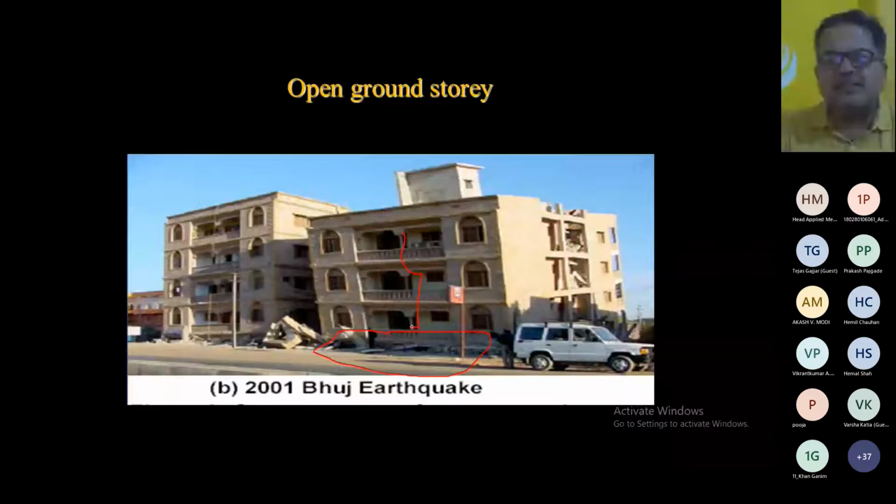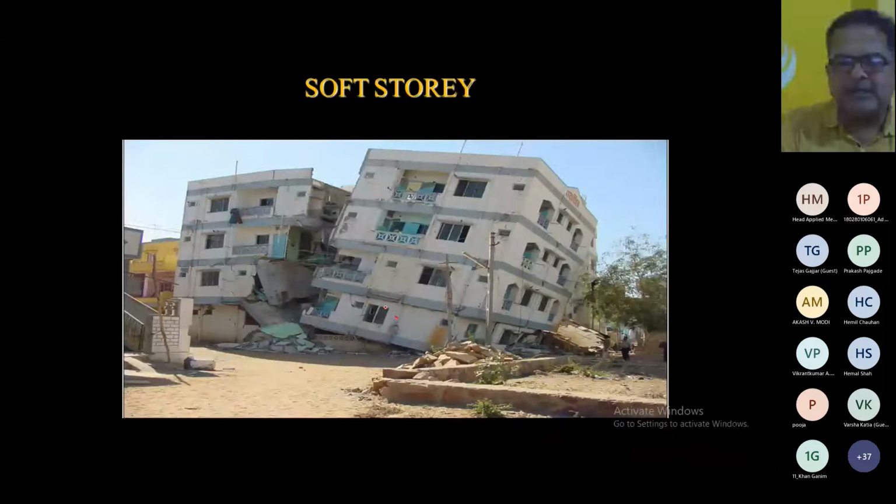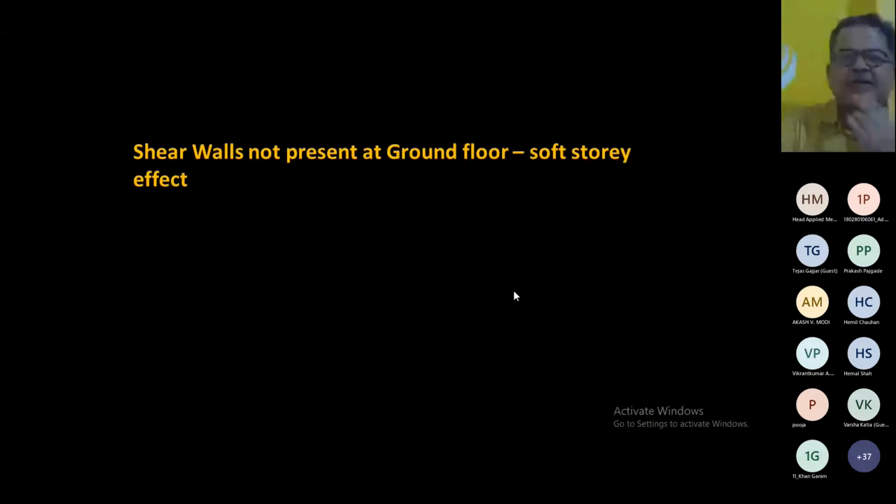This is the most classical picture of 2001 Bhuj earthquake, right? Again, soft story failure. At the same time, the torsional effect comes in picture. Torsion effect, right? And torsion plus soft story both have taken place, and this is going to happen in 2001 Bhuj earthquake. Right. So we have prepared a model.